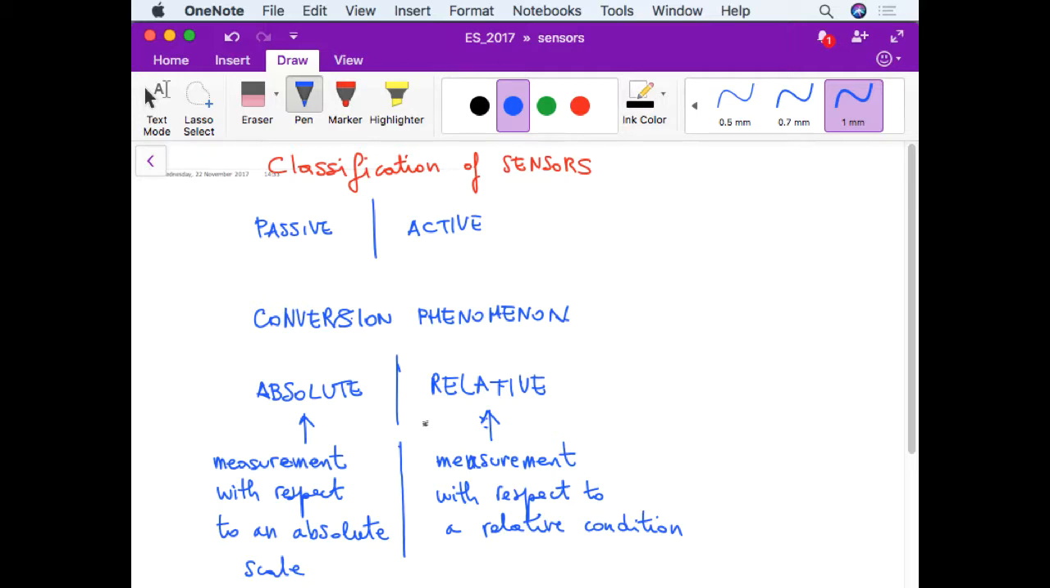Absolute sensors are basically of different types. For example, in the case of temperature, there are some physical mechanisms which provide you a temperature in absolute terms, and some other physical mechanisms which provide a temperature with respect to a reference temperature that you might have defined. That is also important to know, depending on the type of application.